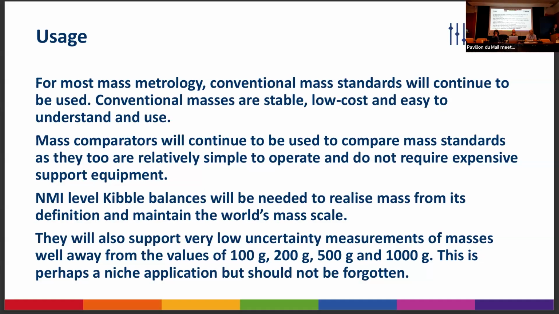Okay, so how are we going to be using all these devices? For most of mass metrology, conventional mass standards are still going to be used. They're stable, they're low cost, they're easy to understand and use and pass around. Mass comparators still work very well. Their resolution is better than Kibble balance normally, and they're simple to operate, don't require expensive support equipment. So effectively, they're not going away.